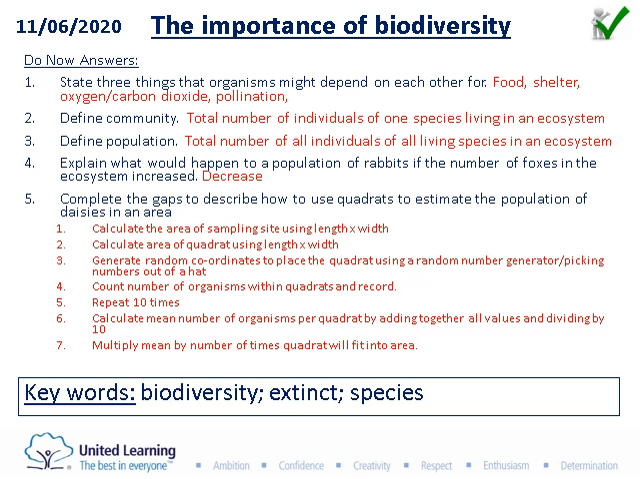You need a different colour pen, and you can pick any of the 3 things which are listed at the top. So you can have food, shelter, oxygen and carbon dioxide if you're talking about plants, pollination as well if you're talking about plants.